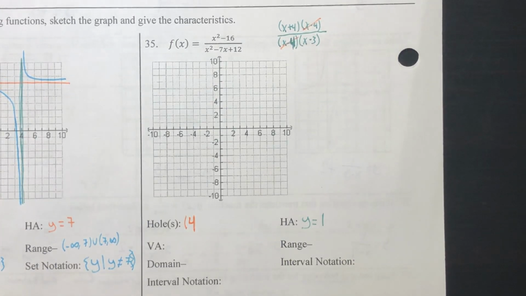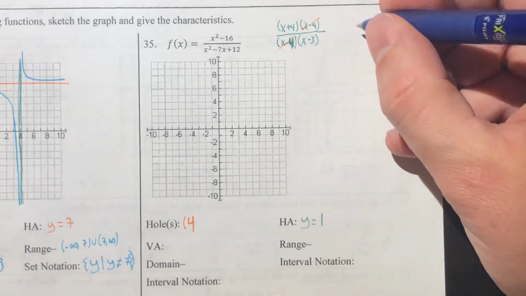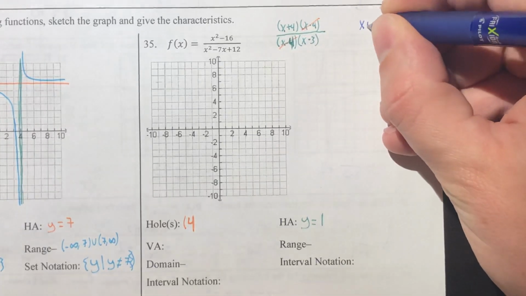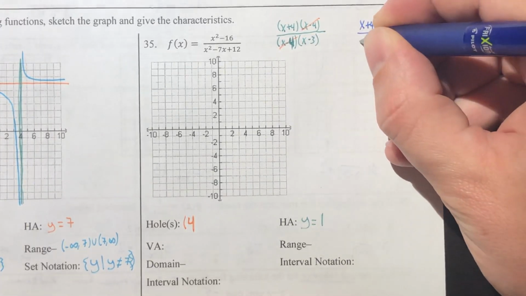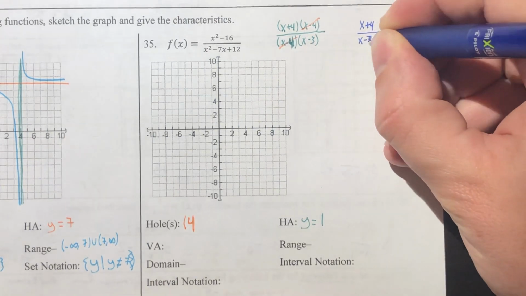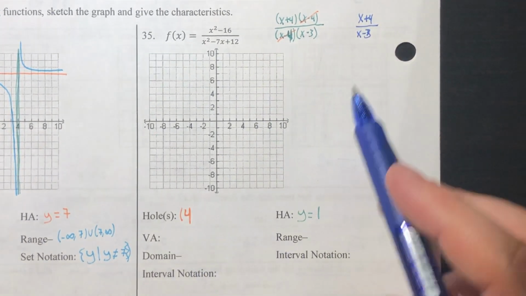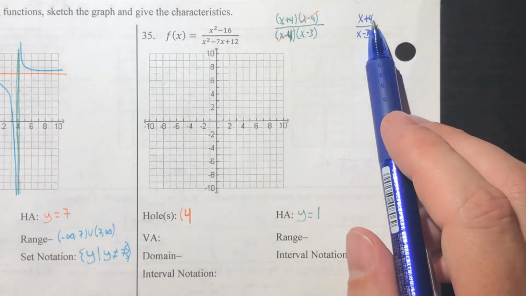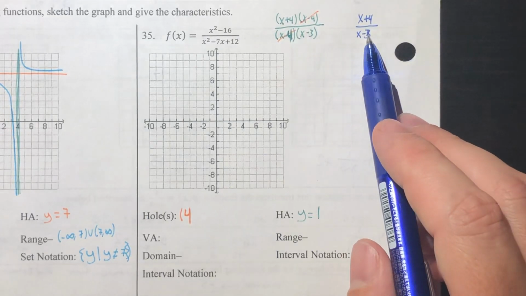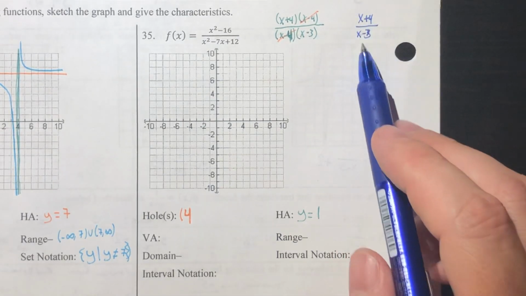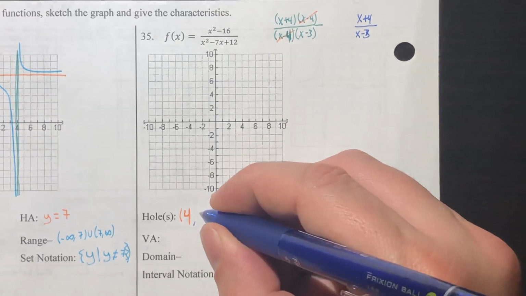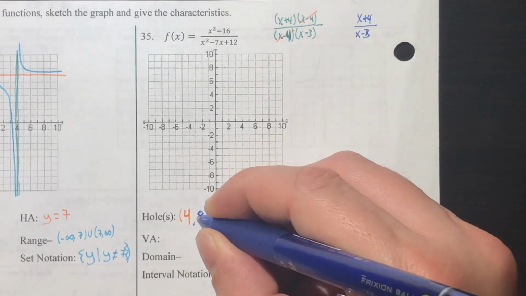To figure out the y-coordinate of my hole, what I had left over, x plus 4 over x minus 3, I plug 4 into that. 4 plus 4 is 8. 4 minus 3 is 1. So 8 divided by 1 is 8.